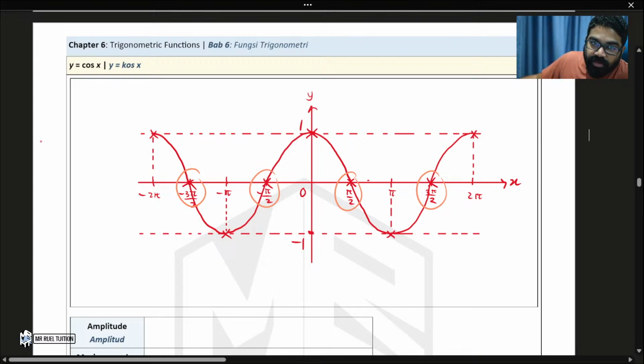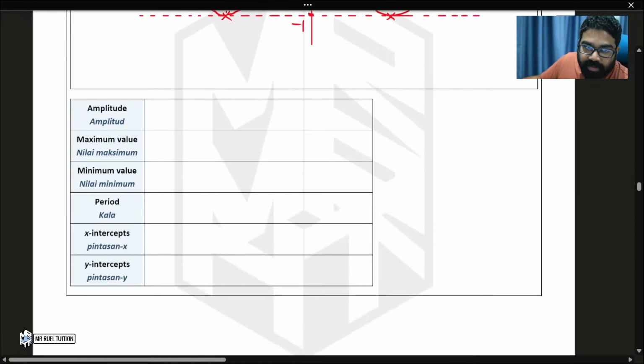Okay. So you can see again, minimum maximum value sama. 1, negative 1. Amplitude for Y is cos X is also 1. Right? Okay. What's the period? Period is also 360 degrees. Bahagian yang berulang, satu kita lengkap one complete cycle, 2 pi. 360 darjah. Can? Then X-intercept, Y-intercept later you can see lah. Nanti awak boleh tengok dia.